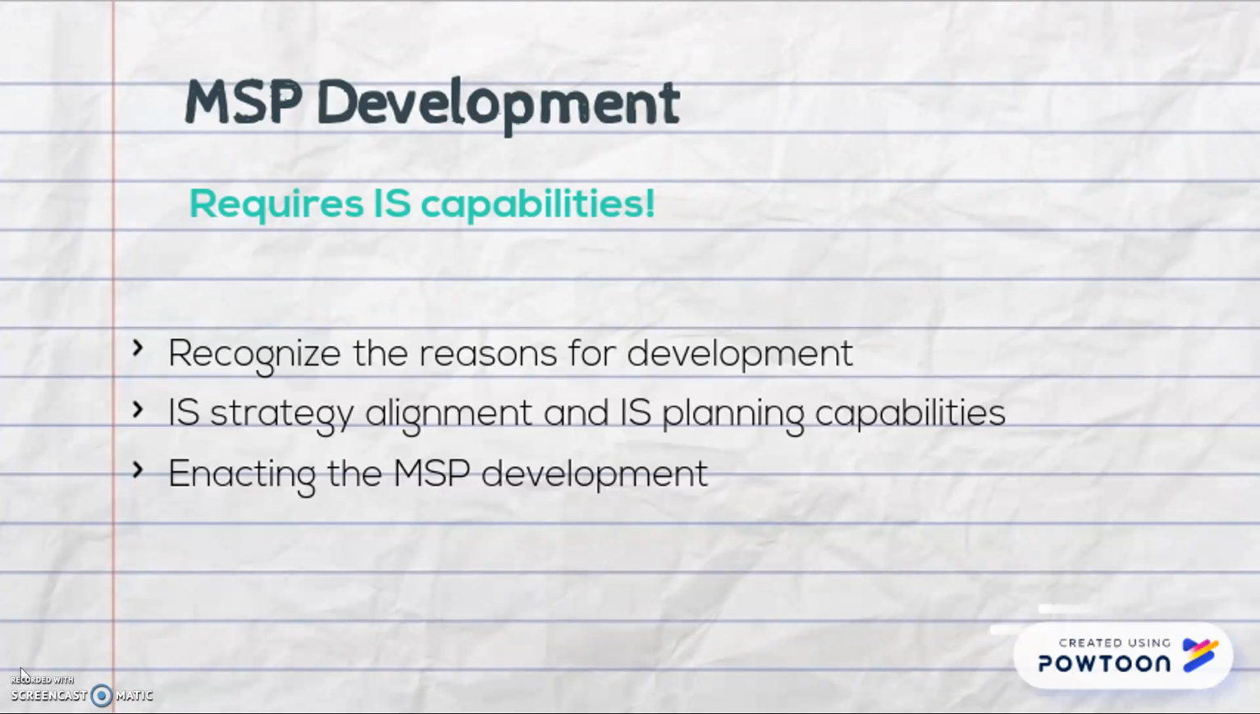And secondly, the IS strategy and alignment and IS planning capabilities. This means the guide to concrete actions and choosing the strategy for the multi-sided platform development according to the maturity level. And finally, enacting the multi-sided platform development.